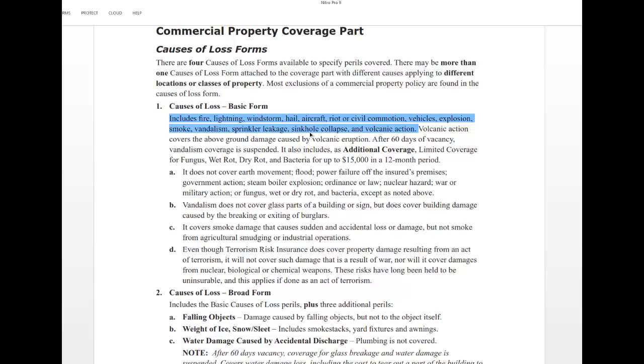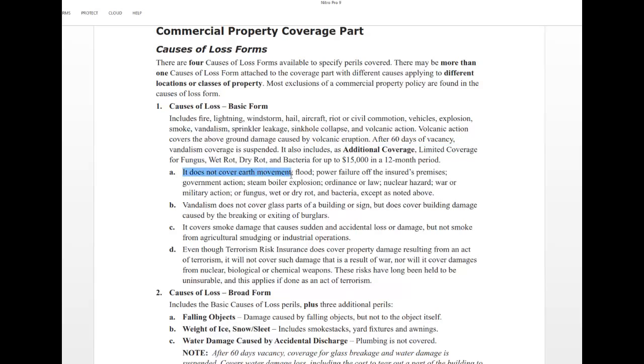So sinkholes, we don't get many in California, I don't think, and not too much volcanic action, but sprinkler leakage, vandalism. There is a mnemonic device with the first letters of each of these basic losses that are covered. This is additional coverage, limited coverage, and it's for fungus, wet and dry rot, bacteria, up to 15,000 for 12 months. Now that is particular to commercial. I don't think I saw that either in the dwelling or the homeowners.